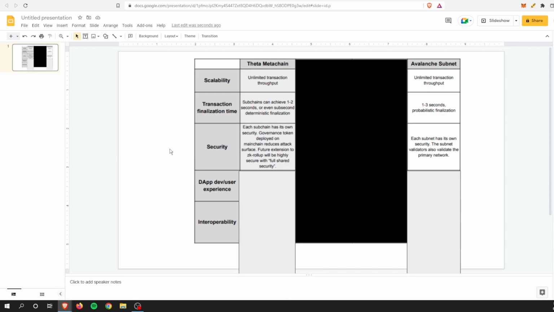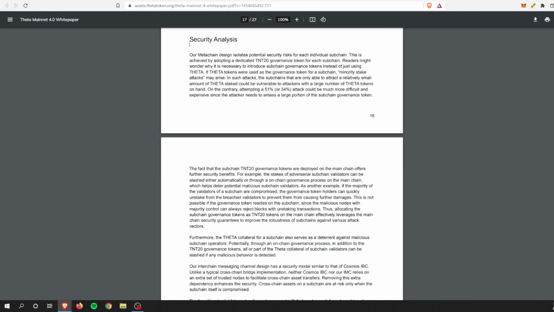So each subchain has its own security, very similar to Avalanche. Governance token deployed on the main chain reduces the attack surface. Future extension to ZK or zero knowledge rollups will be highly secured with full shared security. So initially their security, Theta security, is going to look very similar to Avalanche's, but they are going to continue to work to get that shared security.